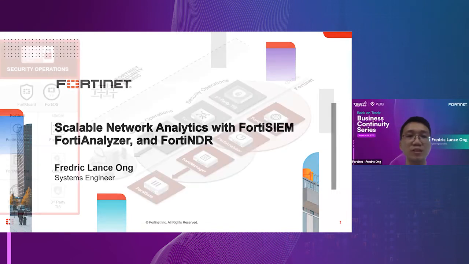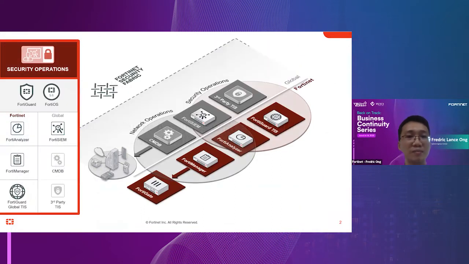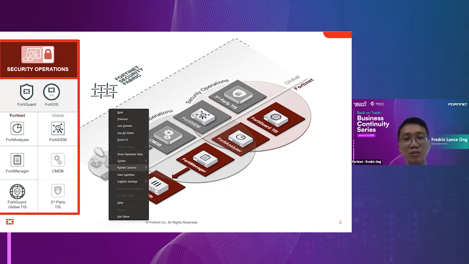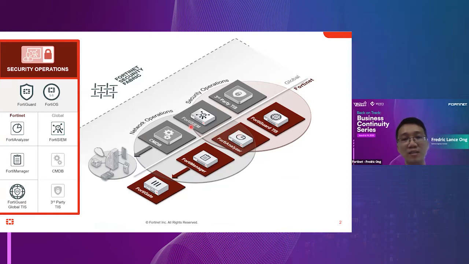If you look at this diagram, what are the important components that we need today to be able to know what's happening in our network and the security status or posture of the organization? Our vision is to have solutions such as FortiSIEM, FortiAnalyzer, and also FortiNDR. These solutions are able to provide us, for example, with FortiSIEM.